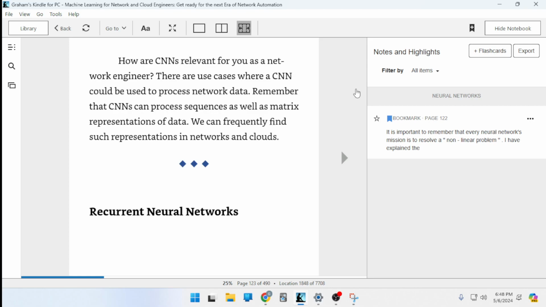How are CNNs relevant for you as a network engineer? There are use cases where a CNN would be used to process network data. Remember that CNNs can process sequences as well as matrix representations of data. We can frequently find such representations in networks and clouds.